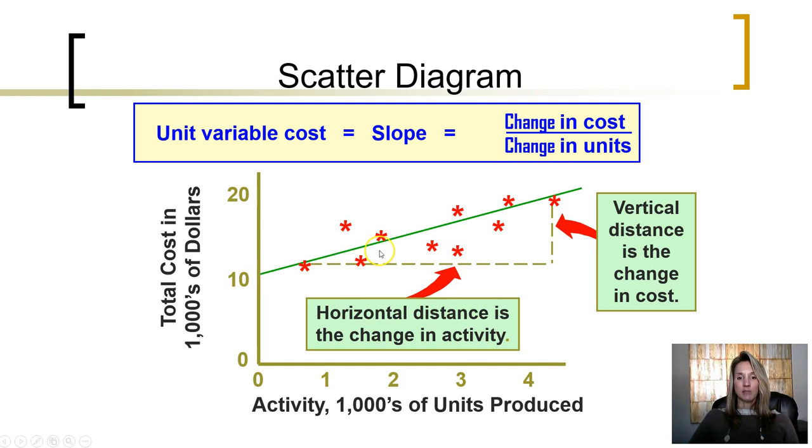A line is best fit through all of these data points, and then we take that line and create a linear equation. And that linear equation breaks out the variable portion of the cost and the fixed portion of the cost. The scatter diagram is a very rudimentary way of breaking out cost into variable and fixed. Not very accurate.